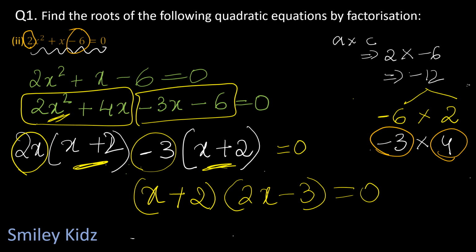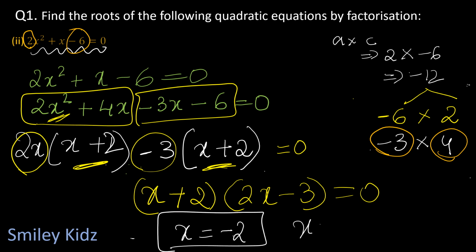You get x plus 2 is equal to 0, then x will be equal to minus 2. 2x minus 3 equal to 0, x will be equal to 3 upon 2. Therefore, the roots of this particular quadratic equation are minus 2 and 3 by 2 respectively.